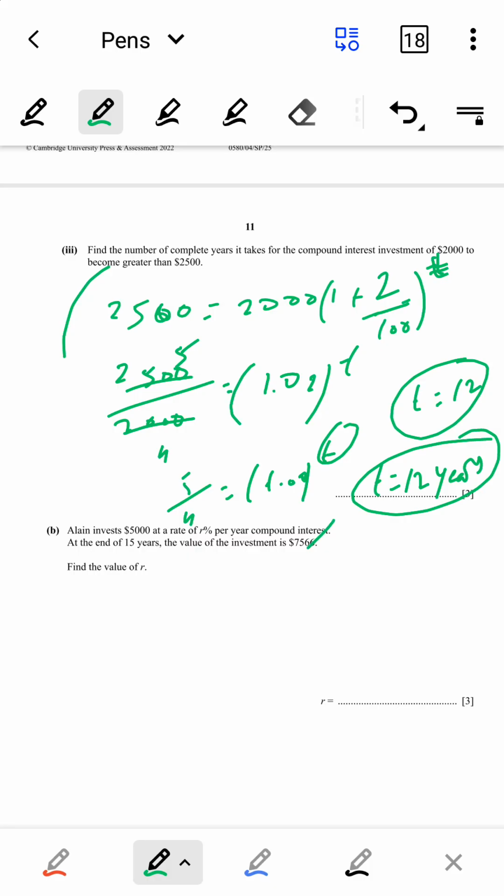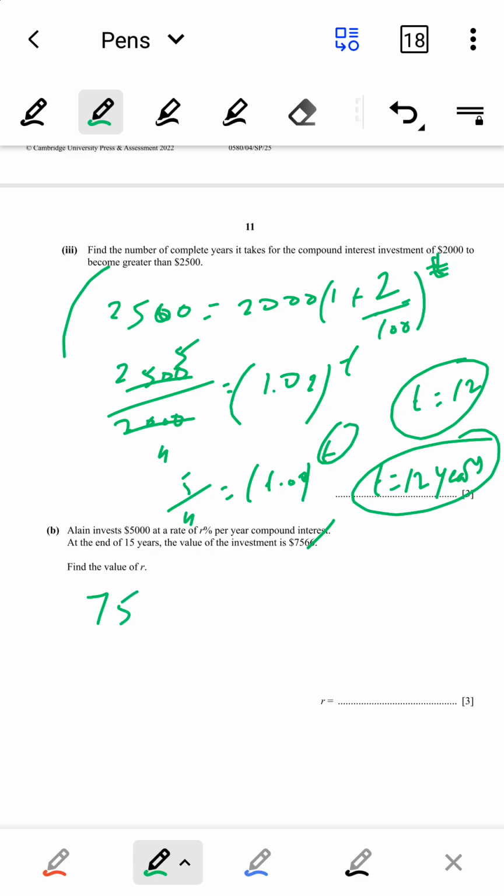Okay, next one, the same pattern here also. Alan invests $5,000 at a rate of R percentage per year compound interest. At the end of 15 years, the value of the investment is 7566. So we don't know the rate of interest, but we know the time period is 15 years. After 15 years, you are getting 7566. So the same compound interest only. Let me go ahead. So R only we have to find.